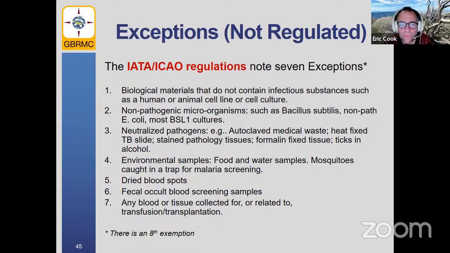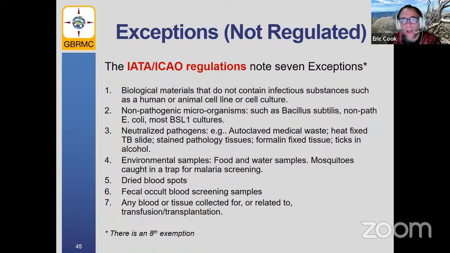So one is biological materials that do not contain infectious substances. So, for example, human cell lines, animal cell lines, or cell cultures that are grown that are known or reasonably expected, I could say, to be pathogen free. And then number 2 is non-pathogenic microorganisms. So things like Bacillus subtilis, non-pathogenic E. coli, those biosafety level 1, risk group 1 cultures are not considered dangerous goods.